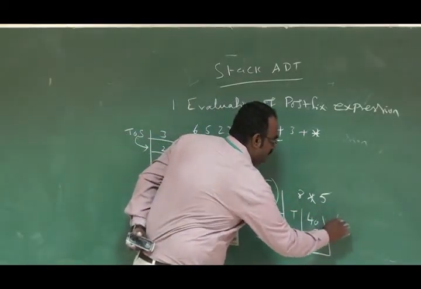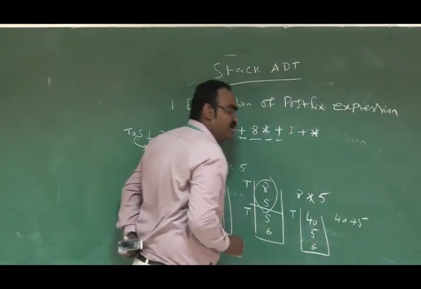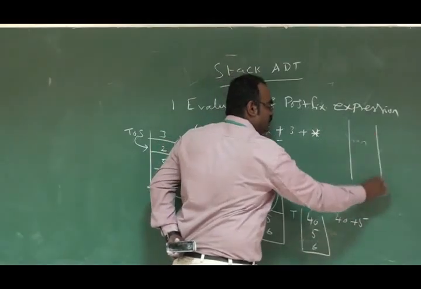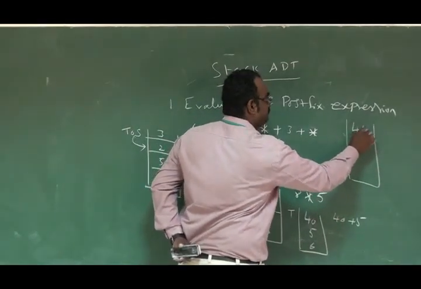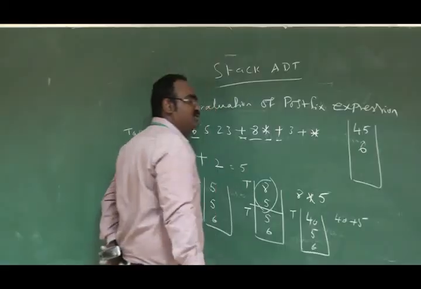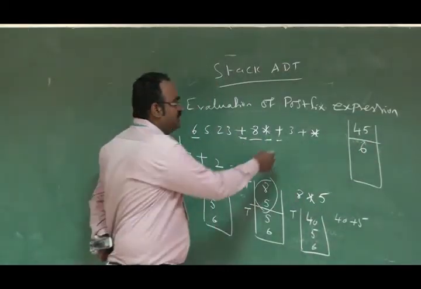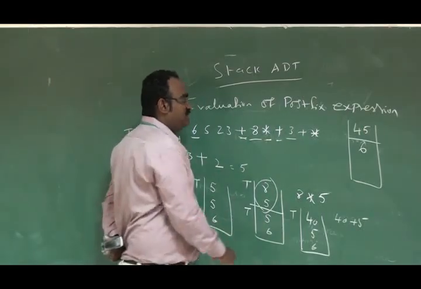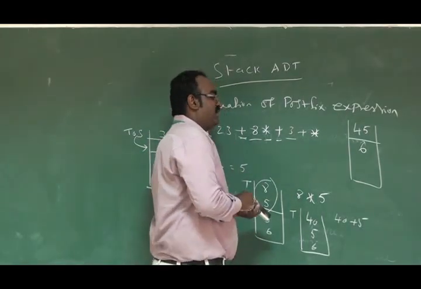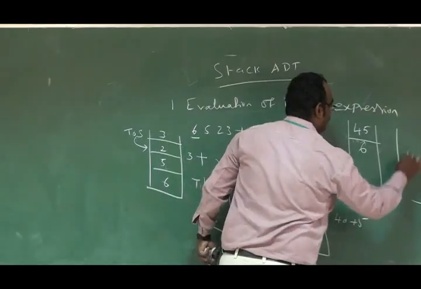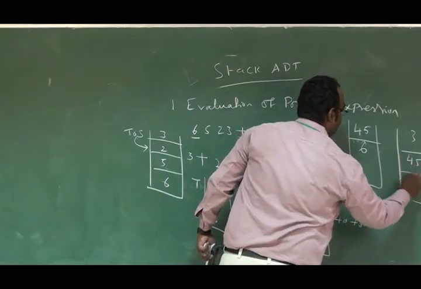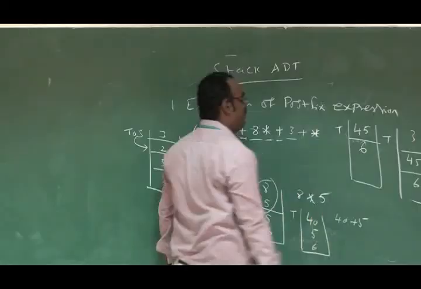So 40 plus 5, so 45. So 45 is now pushed into the stack. So 45 and 6: the stack now has the 2 elements 45 and 6. Now what is the next element? It is 3. So 3 is now pushed into the stack. So now 3, 45, then 6. So now here is the top of the stack.